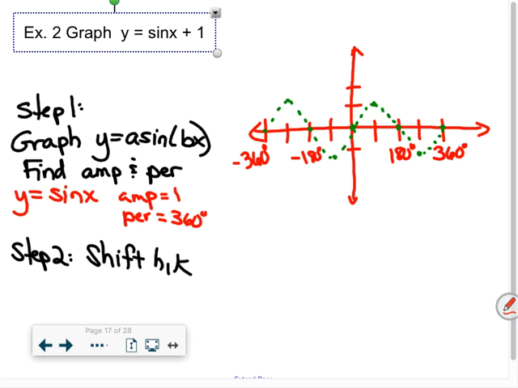Oops, I made that one up a little bit too high. Let me go back here. That only needed to go up to, there we go.